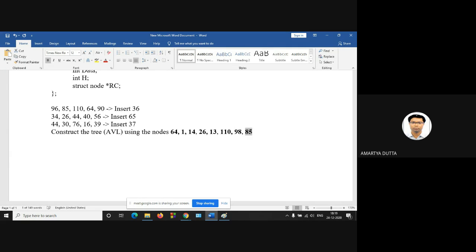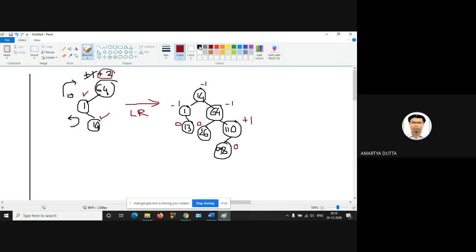So what is the position for 85? Left of 98. Left of 98 is 85. Now is it balanced? No, sir. So this is 0. This is plus 1. This is plus 2. 64 is minus 2. 14 is minus 2. Now there are total 3 nodes, 14, 64 and 110.